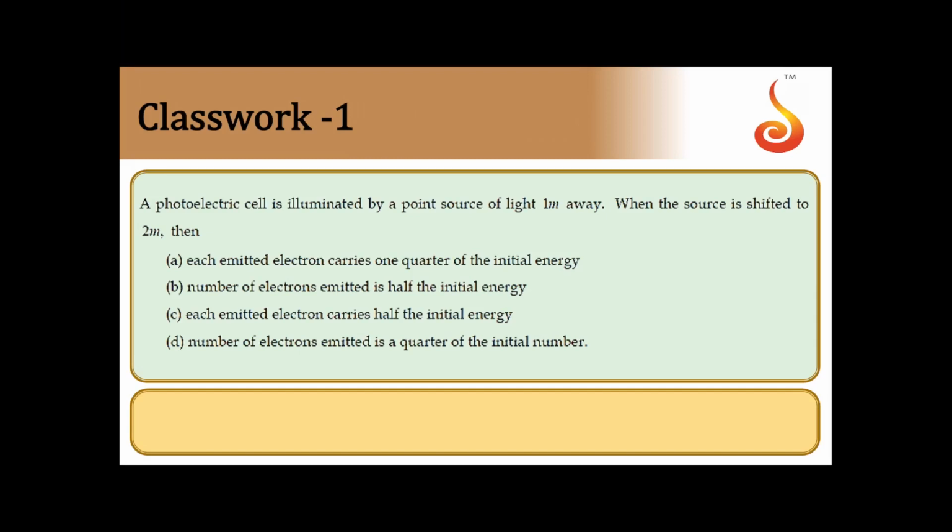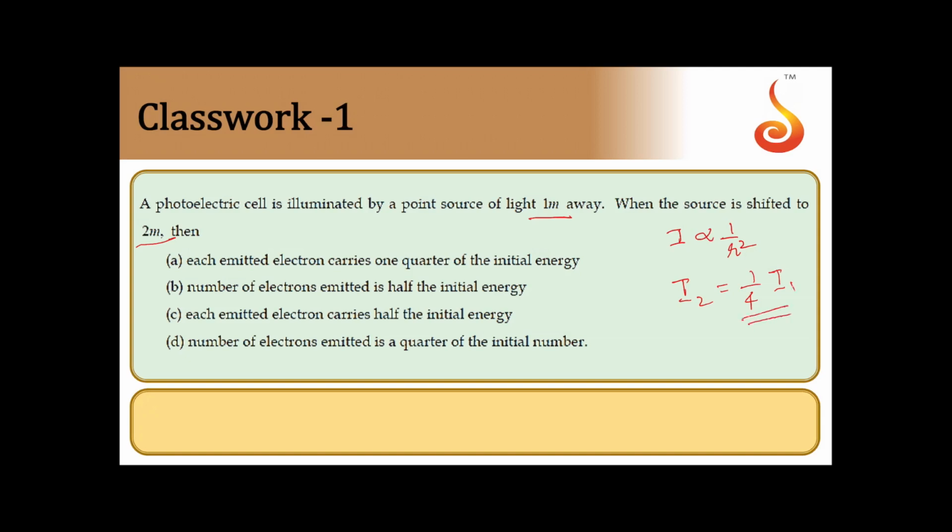So here you are changing the distance of the source. By changing the distance, you are changing the intensity. We know that intensity of light is inversely proportional to square of the distance. So it is from a point source, so it should obey inverse square law. Because of this, the final intensity will be 1/4 of the initial intensity, since distance is doubled.